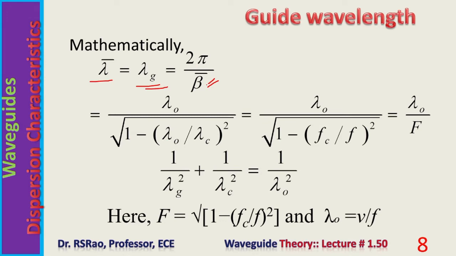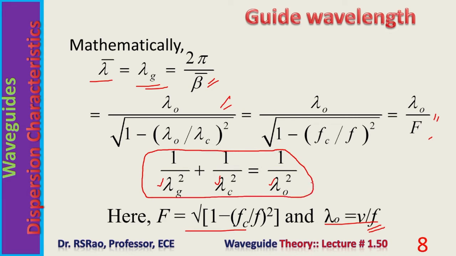Substituting that expression for beta bar, with a little bit of manipulation, we have lambda naught by the square root of 1 minus (lambda naught by lambda c) whole square, which is equal to lambda naught by the square root of 1 minus (fc by f) whole square, which is lambda naught by F. Of course F is this factor, and lambda naught is v by f. There is a relation between lambda g, the guide wavelength, lambda c, the cutoff wavelength, and lambda naught, the ordinary wavelength, which is v by f. This connecting relation is well known, and that's why it is being mentioned. It is derived from this expression.